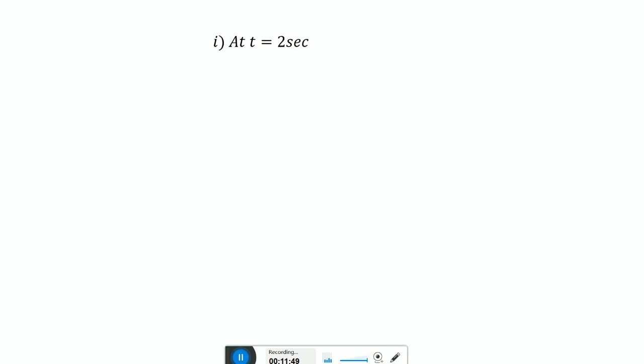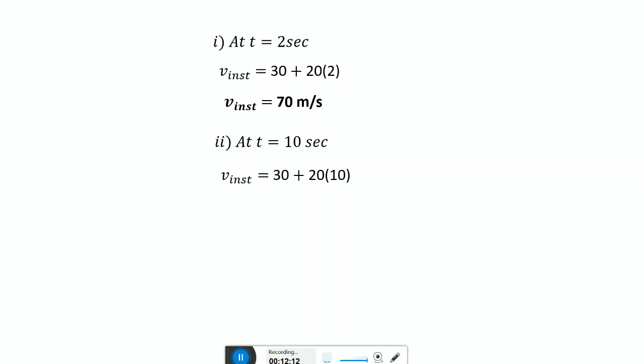So at t is equal to 2 seconds, let us consider first case. Instantaneous velocity is 30 plus 20 into 2, that is 30 plus 40, which is equal to 70 meter per second. Then consider second case. At t is equal to 10 seconds, instantaneous velocity is equal to 30 plus 20 into 10. 20 into 10 is 200. 200 plus 30 is 230. So instantaneous velocity is 230 meter per second.